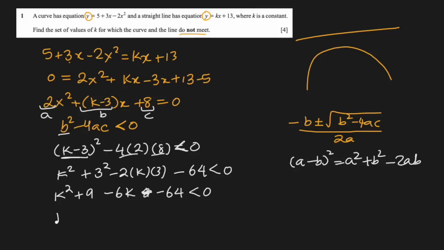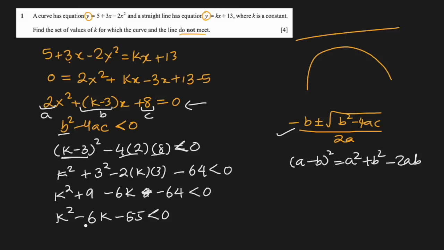Okay, which becomes again a quadratic inequality. This was a quadratic equation. Now we get a quadratic inequality here in terms of k. So k square minus 6k, and that will be minus 55 is less than 0. Now you can use a calculator, or you can use the quadratic formula, or you can split the middle term to get two roots of this.